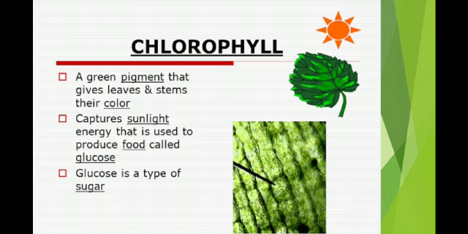Now look at, this is a green part of the plant and this is the green pigment due to which the color of the plant is green, and a green pigment that gives leaves and stems their color. This captures the sunlight energy that is used to produce food called glucose. So the green pigment can absorb the sunlight, and due to this chlorophyll, the plants can make their own food.